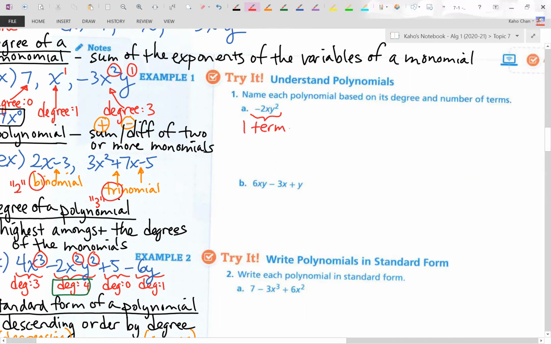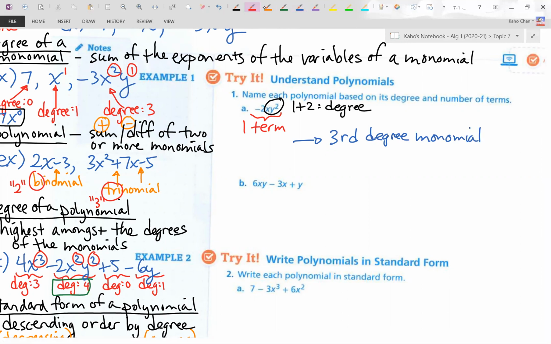Because it's one term, it's a monomial. The degree, if you think about it, is based off of the variables. Up here, I have a 1 plus 2, 1 for the x and 2 for the y. That is the degree. In this case, when you describe this particular monomial, it's a third degree monomial. That's how you say that, okay? Not too bad. How about the second one?